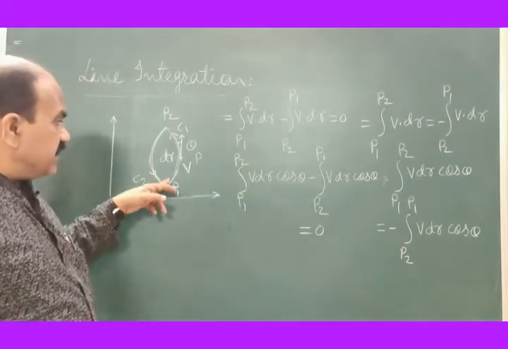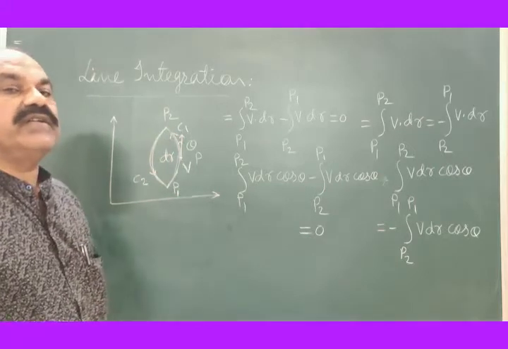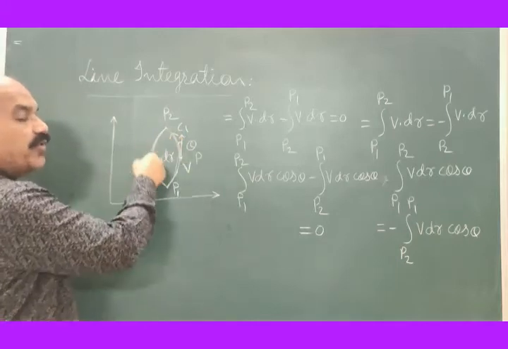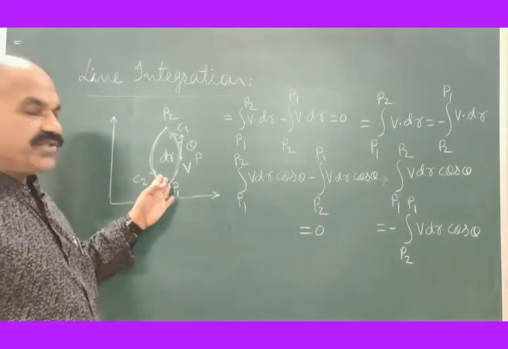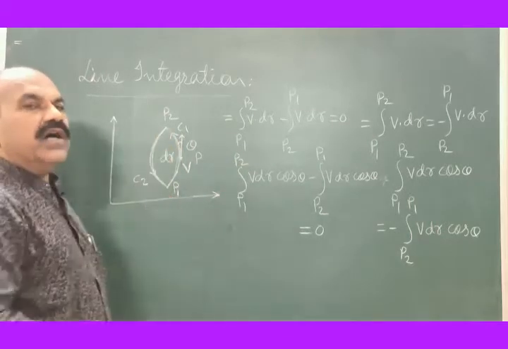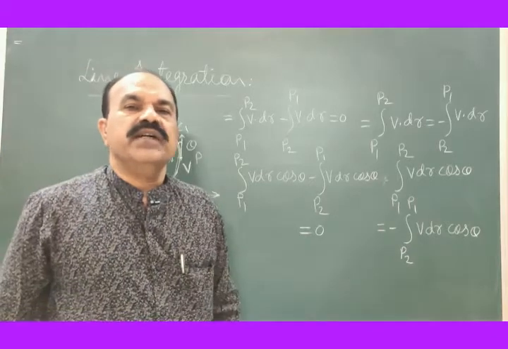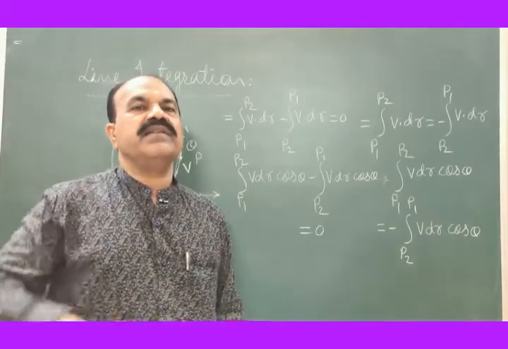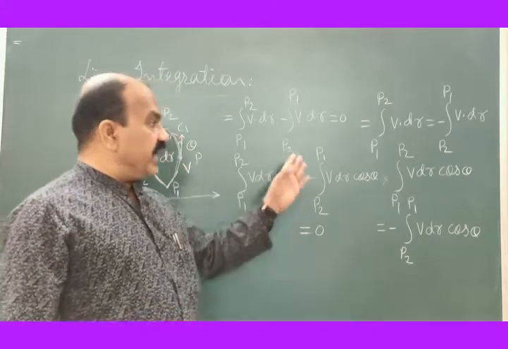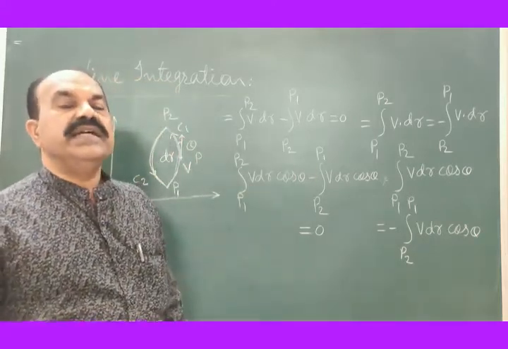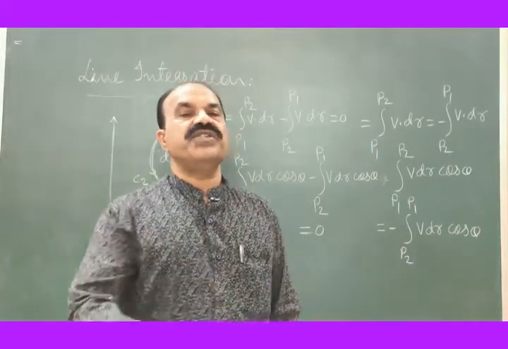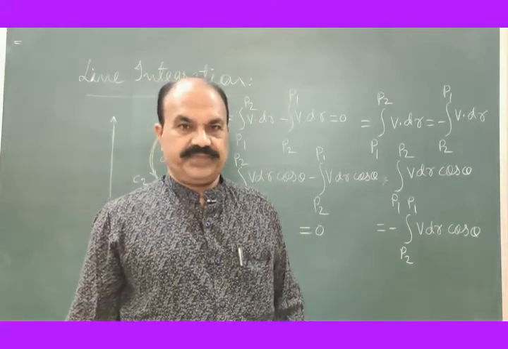It means that the line integration of a vector point function about a closed path, about a closed curve, is 0. If we are getting such a result, that vector field is known as a conservative vector field.